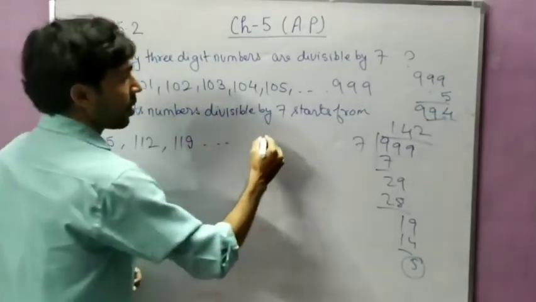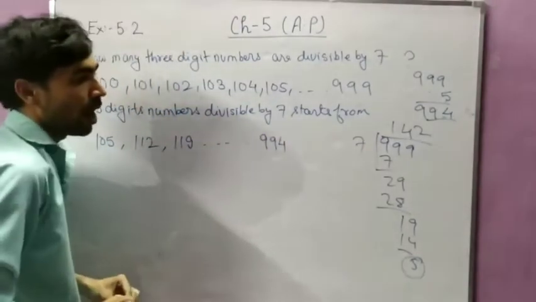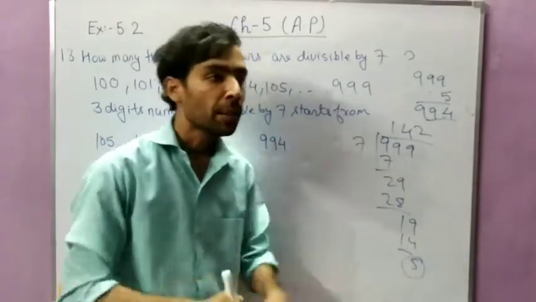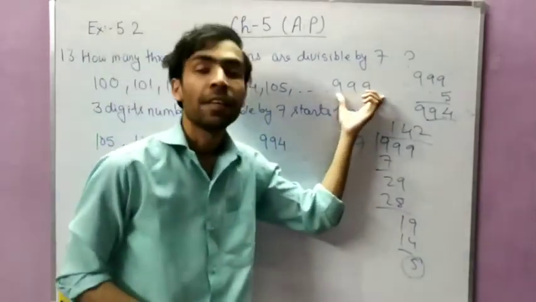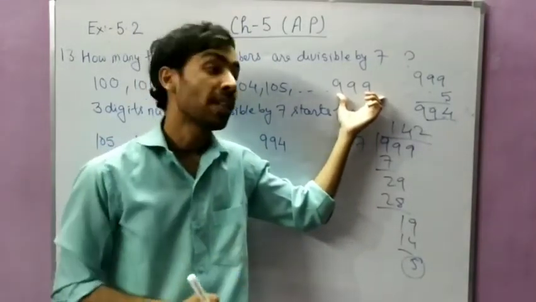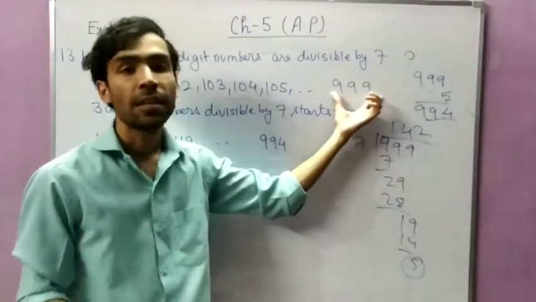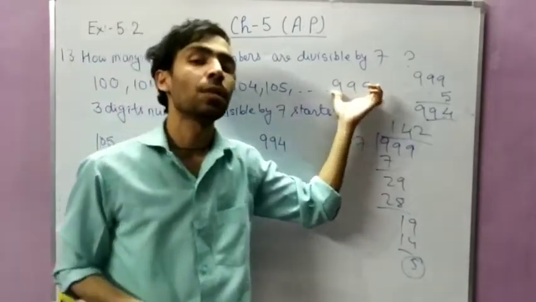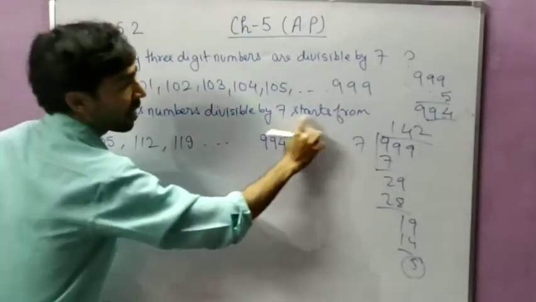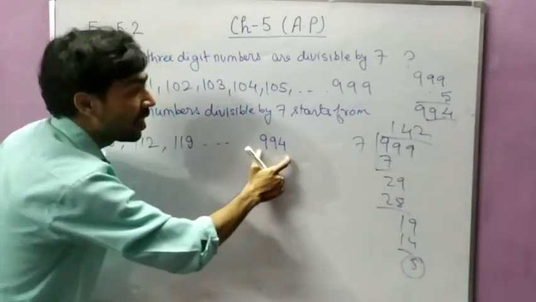Now this number is divisible by 7, so the last 3-digit number which is divisible by 7 is 994. Suppose the remainder comes 0 after dividing, it means that number will be the last 3-digit number divisible by 7. But a remainder was coming, so we subtract that remainder, so that whatever number comes will be divisible by 7. So the 3-digit numbers divisible by 7 start from 105 and end with 994.